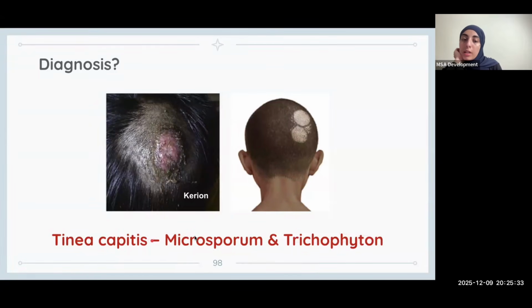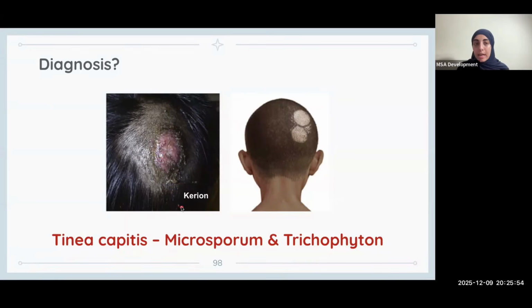You will see that the microsporum is only present in Tinea capitis because remember that we said microsporum can infect the hair. Okay, so since it infects the hair, this is the scalp, there's hair on the scalp, so microsporum can cause Tinea capitis. And this is a kerion.